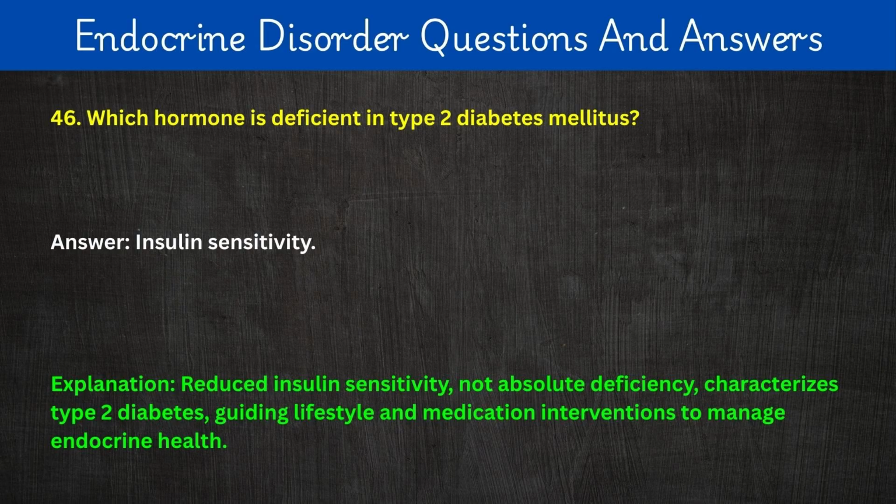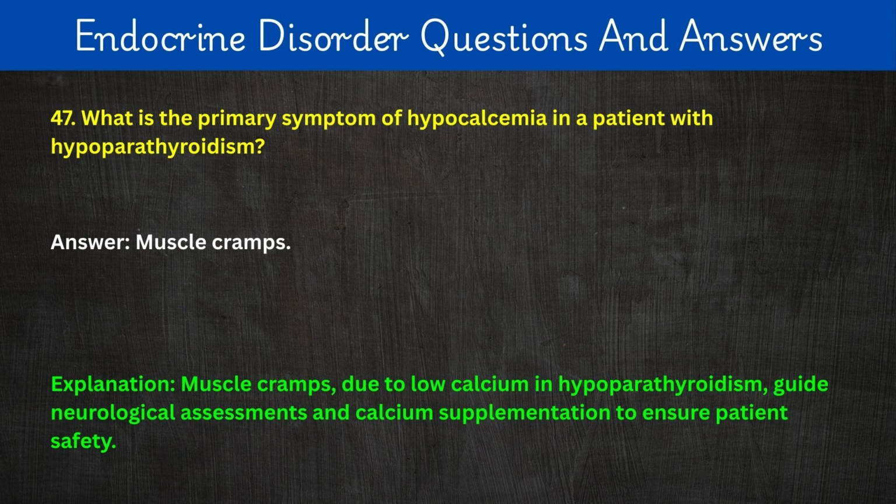46. Which hormone is deficient in type 2 diabetes mellitus? Answer: insulin sensitivity. Explanation: reduced insulin sensitivity, not absolute deficiency, characterizes type 2 diabetes, guiding lifestyle and medication interventions to manage endocrine health.